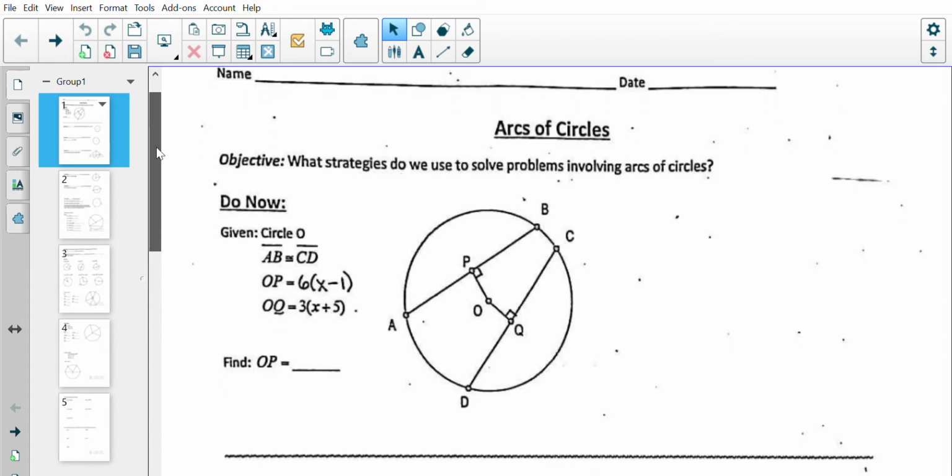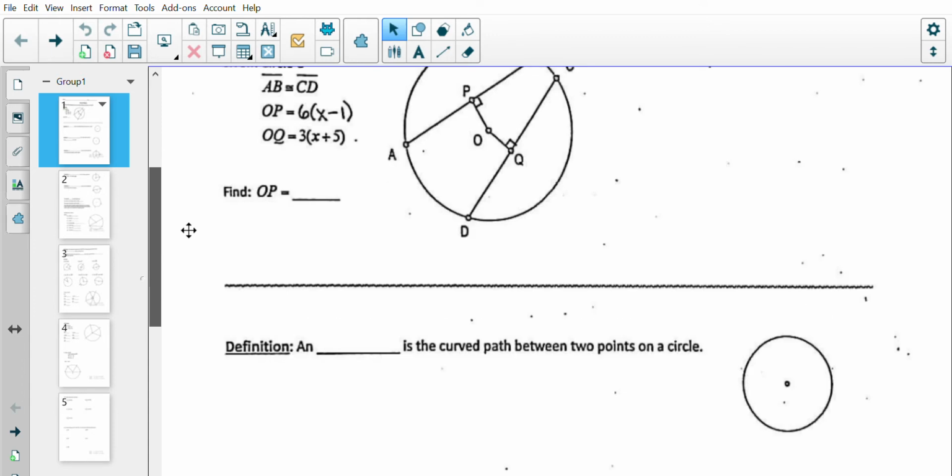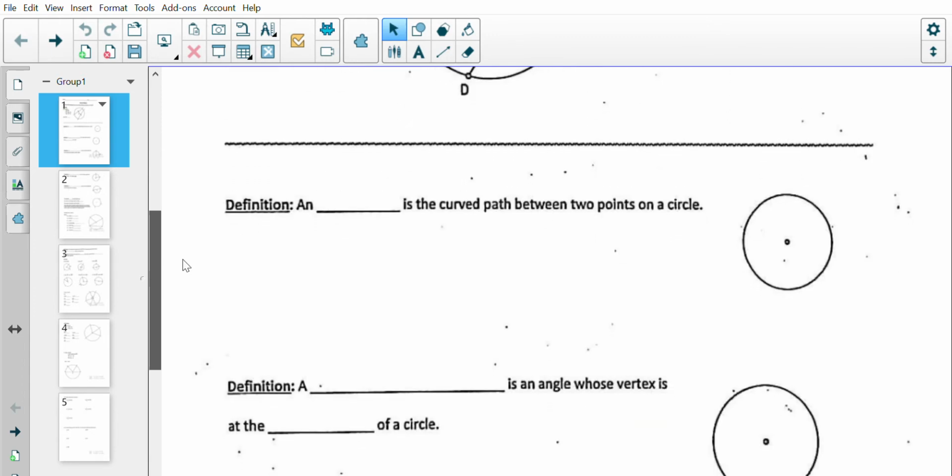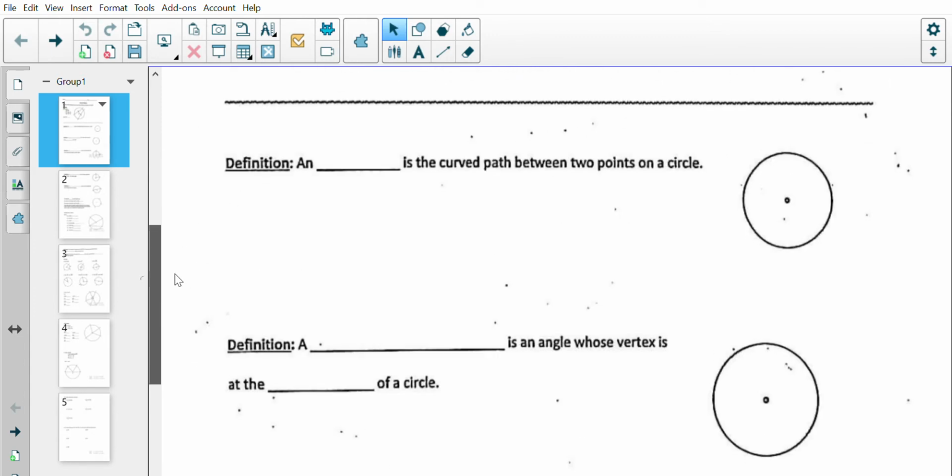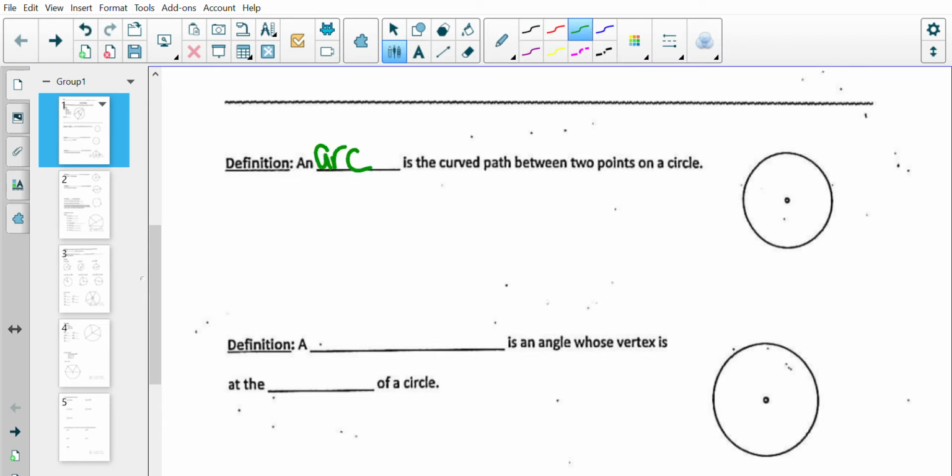Okay, so we are moving on. We're still in our circles unit. Let's skip the do now. We have some more definitions that we have to go through. The first one is: an arc is the curved path between any two points on a circle.